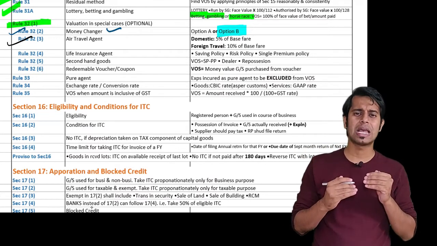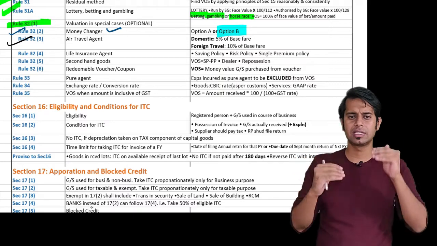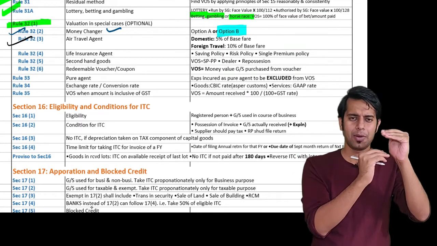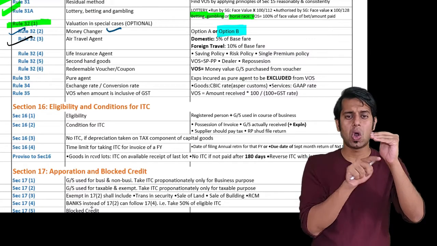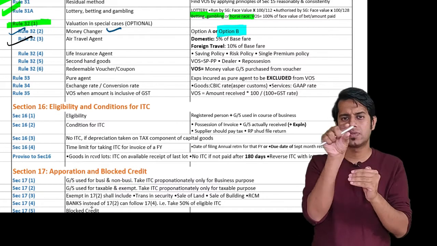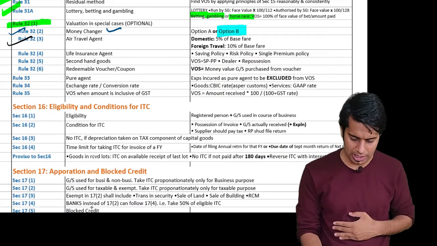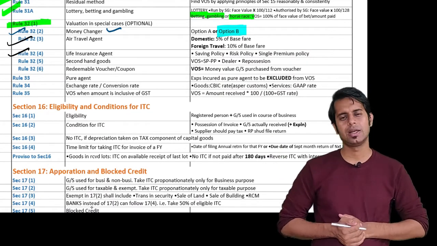Please note, in examination they can give you 3 different rates. They will give you base fare, fuel surcharges, then airport development fees, etc. You should not add all these things. You should take only the base fare amount and multiply 5% or 10% depending upon whether it is domestic or international. Then life insurance agent, life insurance business.